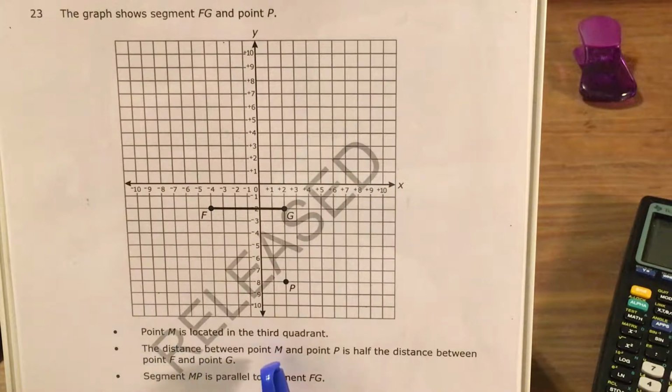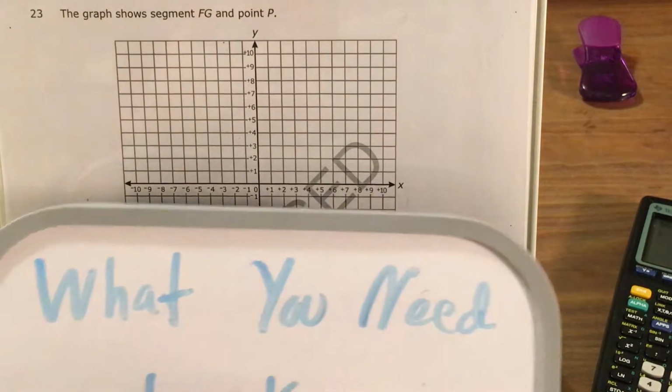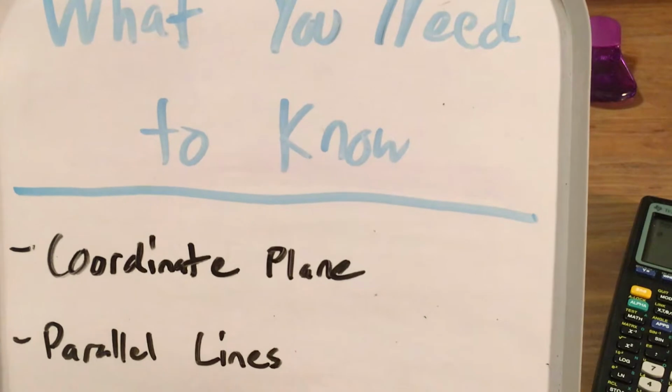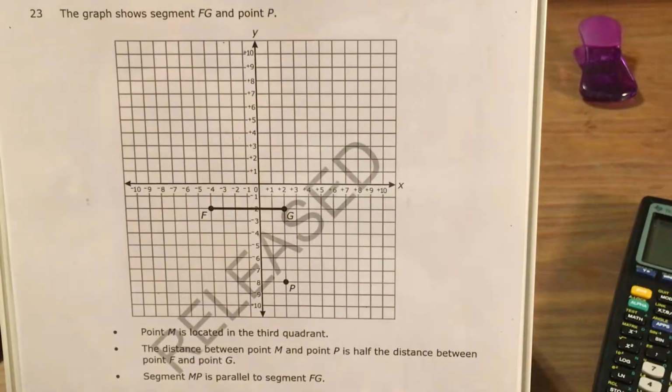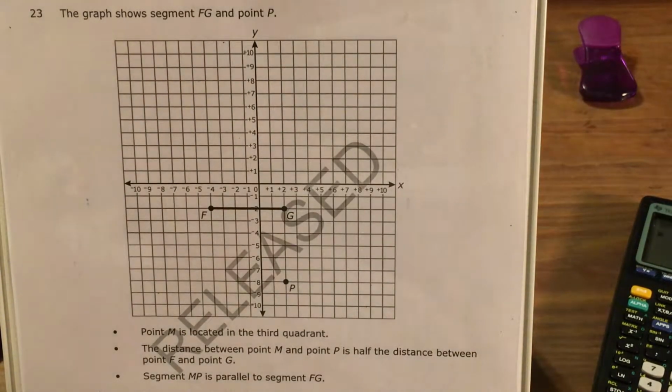We know that the distance between point M and point P is half the distance between point F and point G, and we know that segment MP is parallel to segment FG. All right, that's a lot of information, and I'm going to go over what it all means in a bit, but essentially, and you don't see the answer choices here, we're just trying to find out where point M is. So to do well in a question like this, we'll need to know how to work with the coordinate plane, and also what it means for two lines to be parallel. Parallel lines is a minor little skill here.